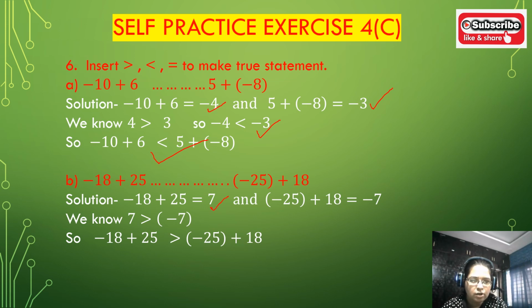Now solve the right-hand side expression. Minus 25 plus 18. Subtract 18 from 25. 25 minus 18 is 7, and the sign of the bigger number is negative, as 25 is a negative integer, so add the negative sign before 7. So minus 25 plus 18 equals minus 7. We know 7 is greater than minus 7, so minus 18 plus 25 is greater than minus 25 plus 18.